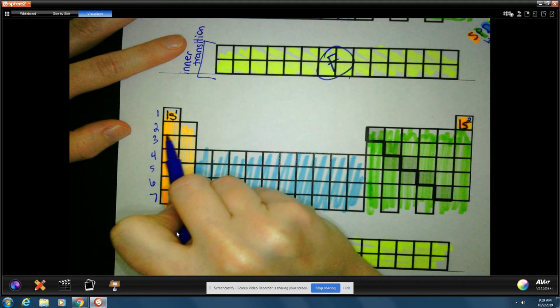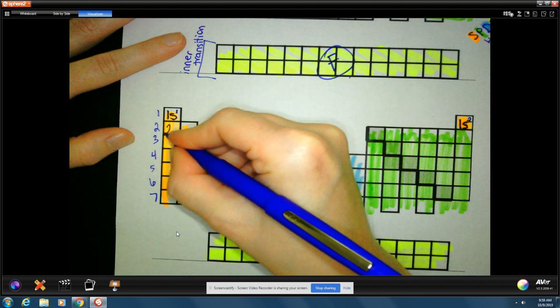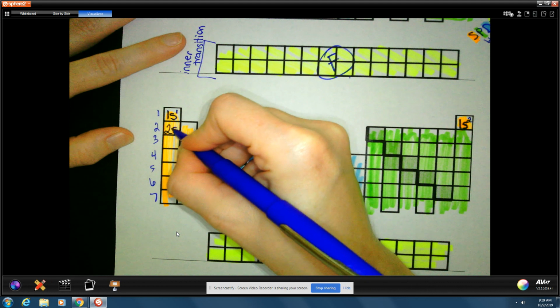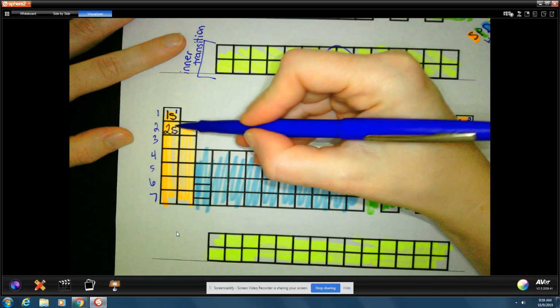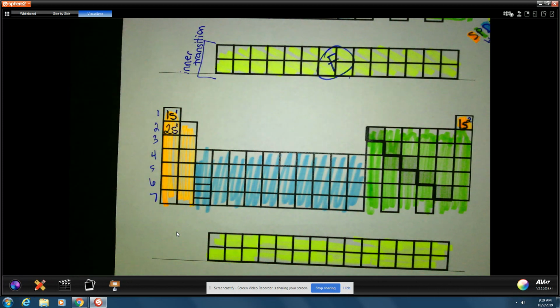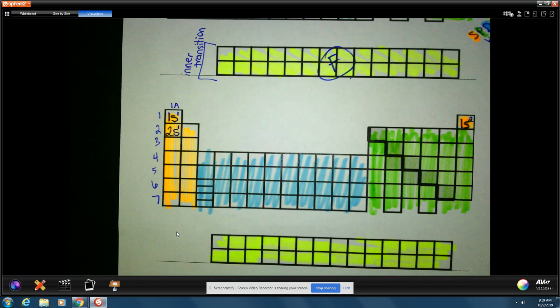Now, when we get here, we're no longer in energy level 1, we're in energy level 2. So we're going to put a big 2. We are still in S block, but because we're starting a new block, we're going to restart that number at the top, and it's going to have the number 1. And if you remember, everything in 1A had 1 valence electron. That's what we're kind of seeing here.